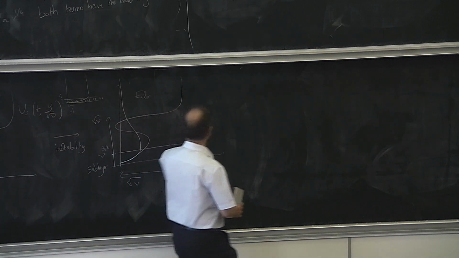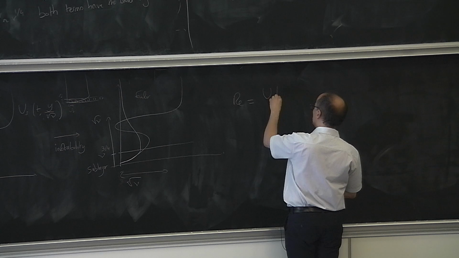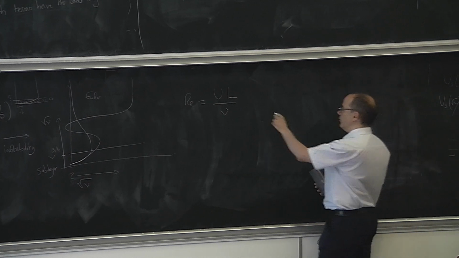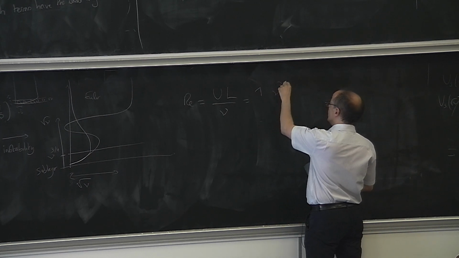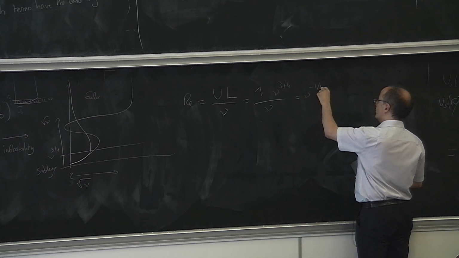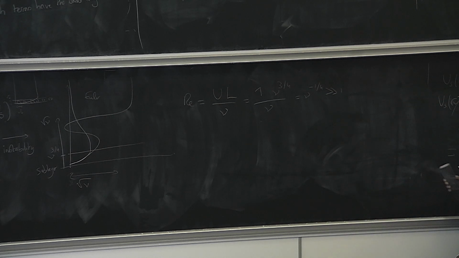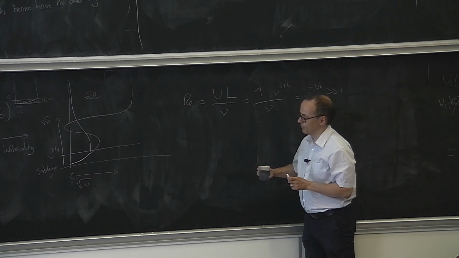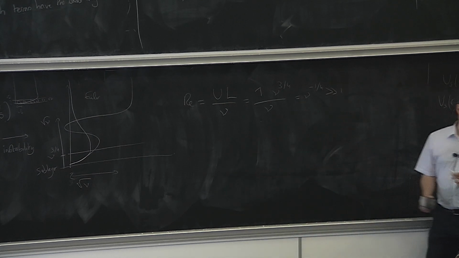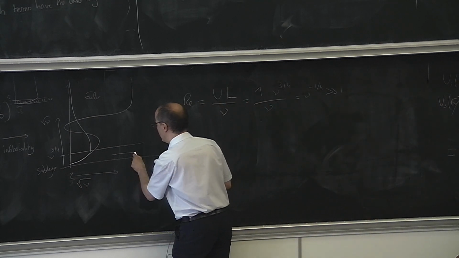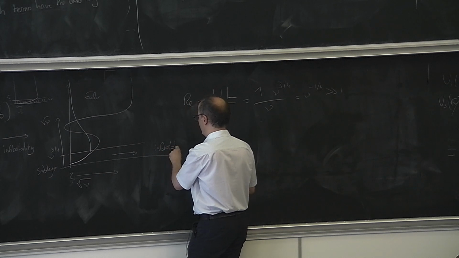So let me compute the Reynolds number. The Reynolds number is a typical velocity times a typical size divided by the viscosity. Typical velocity is 1, typical length is nu to the 3/4, and the viscosity is nu, so it's nu to the minus 1/4, so it's still very large. And there is some belief that any shear layer is unstable provided the Reynolds number is large enough. So this sublayer can itself become unstable.